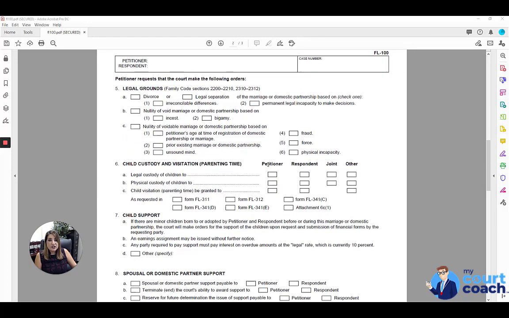The next page has to deal with legal grounds for the dissolvement of the relationship. So again, you're going to identify whether you're asking for a divorce or legal separation. If either, mark the correct box in 5A, and then the basis or the grounds for that divorce or legal separation. And in California, there's only 2 choices. It's either irreconcilable differences, which is going to be the majority of the cases, or that one of the parties has permanent legal incapacity to make decisions. That is something you would have to prove to the court. The easiest option is to just mark irreconcilable differences.